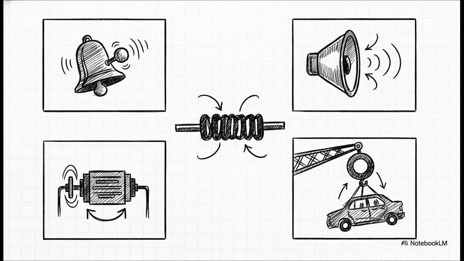And this effect isn't just a fun science experiment. It's everywhere. Electromagnets are what make an old-school doorbell ring. They're what make the speakers in your phone or headphones work. They are the absolute heart of electric motors. And yep, they're what give those huge junkyard cranes the power to lift a car.